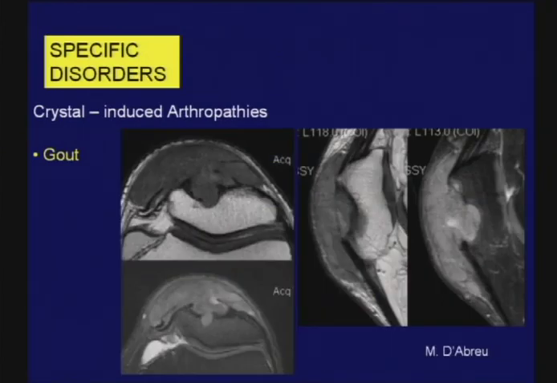Gout loves the extensor mechanism of the knee. So whenever you see bizarre processes involving the patella as shown here, or in fact areas or bizarre processes of the quadriceps tendon or the patellar tendon, you want to think of gout.